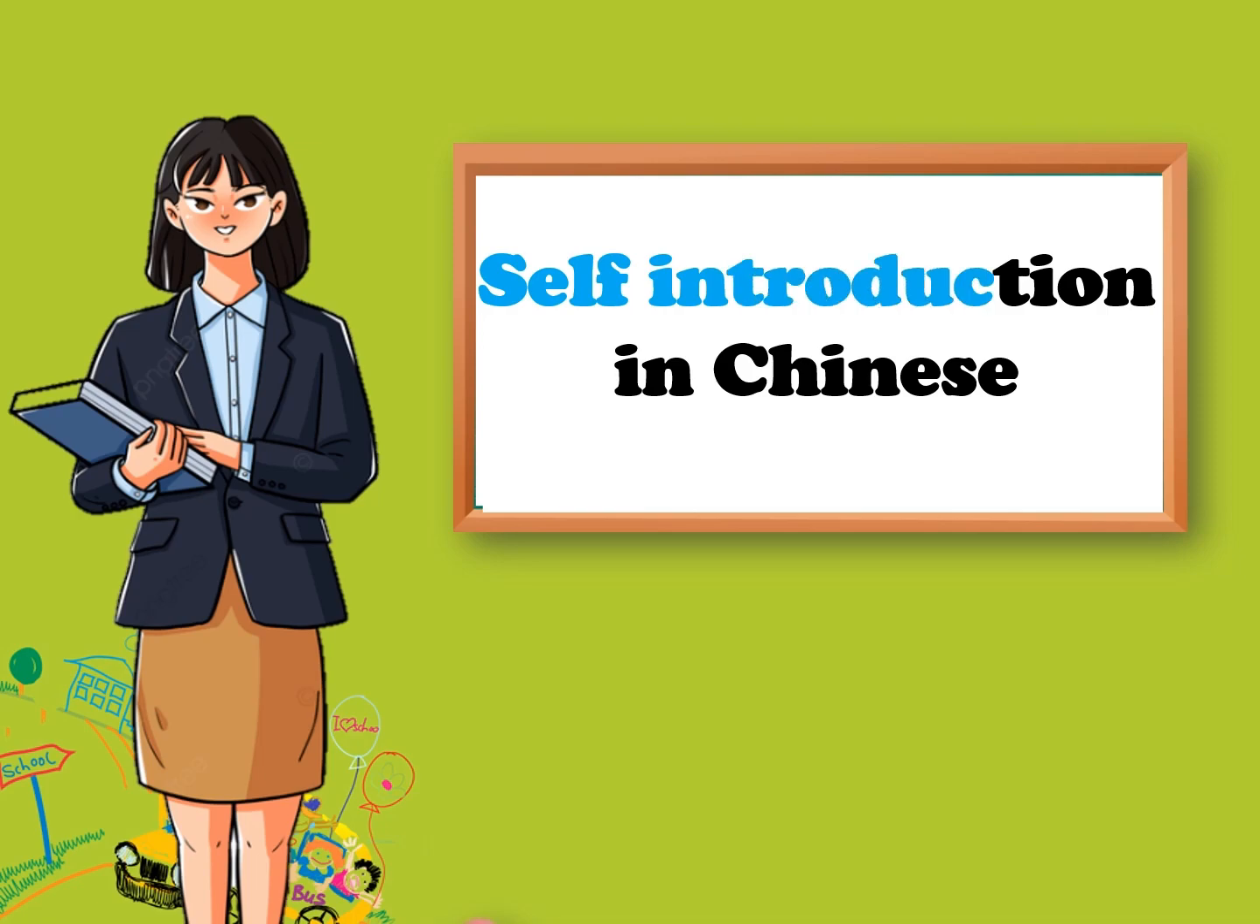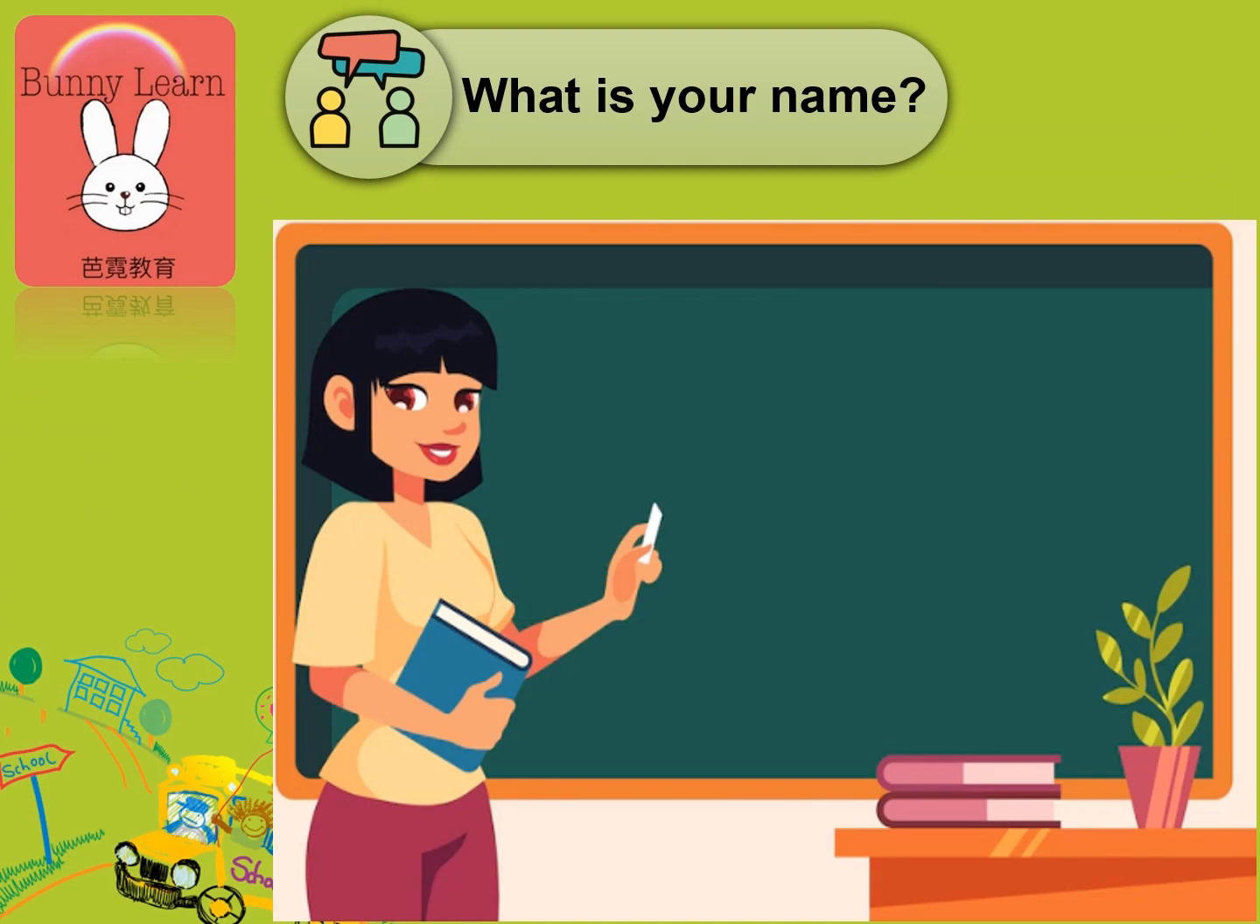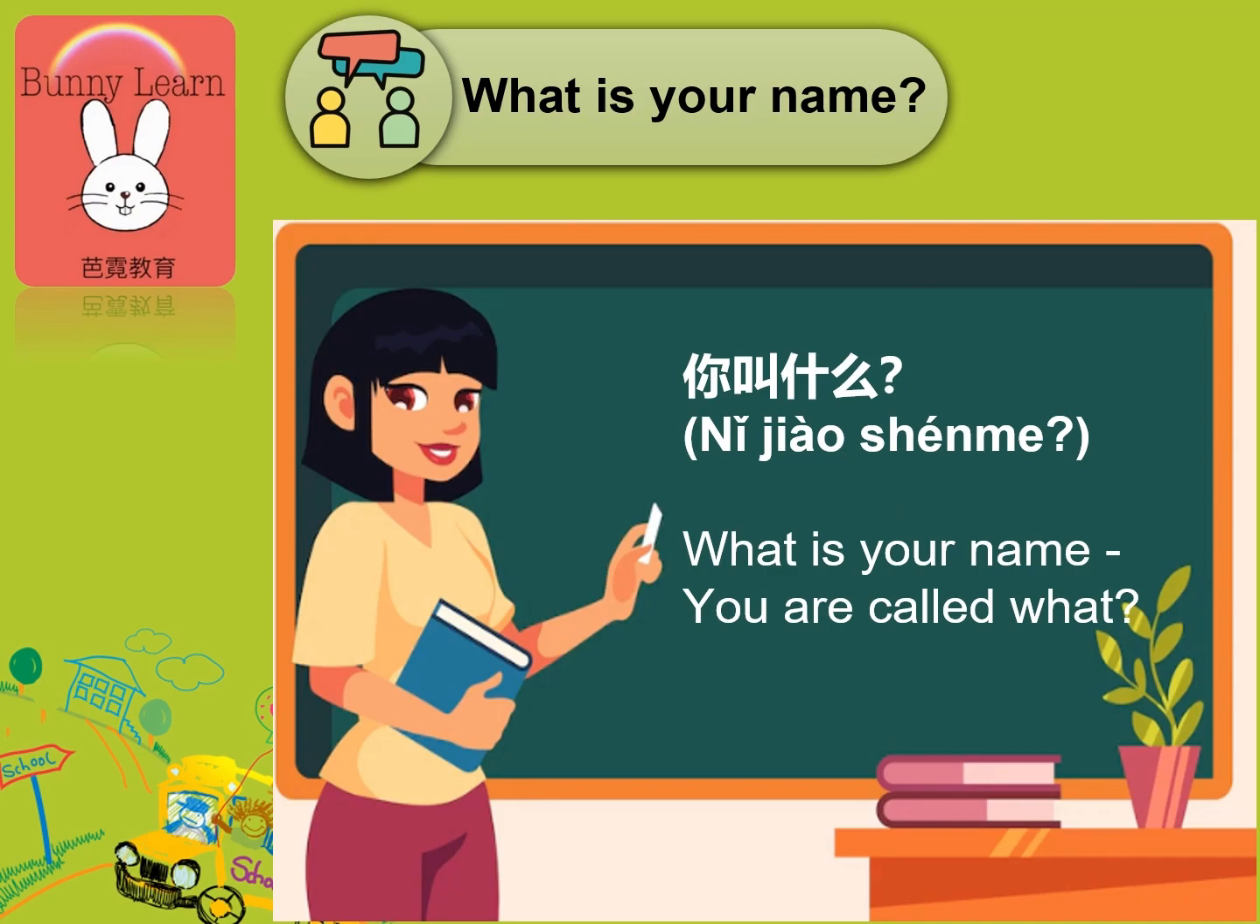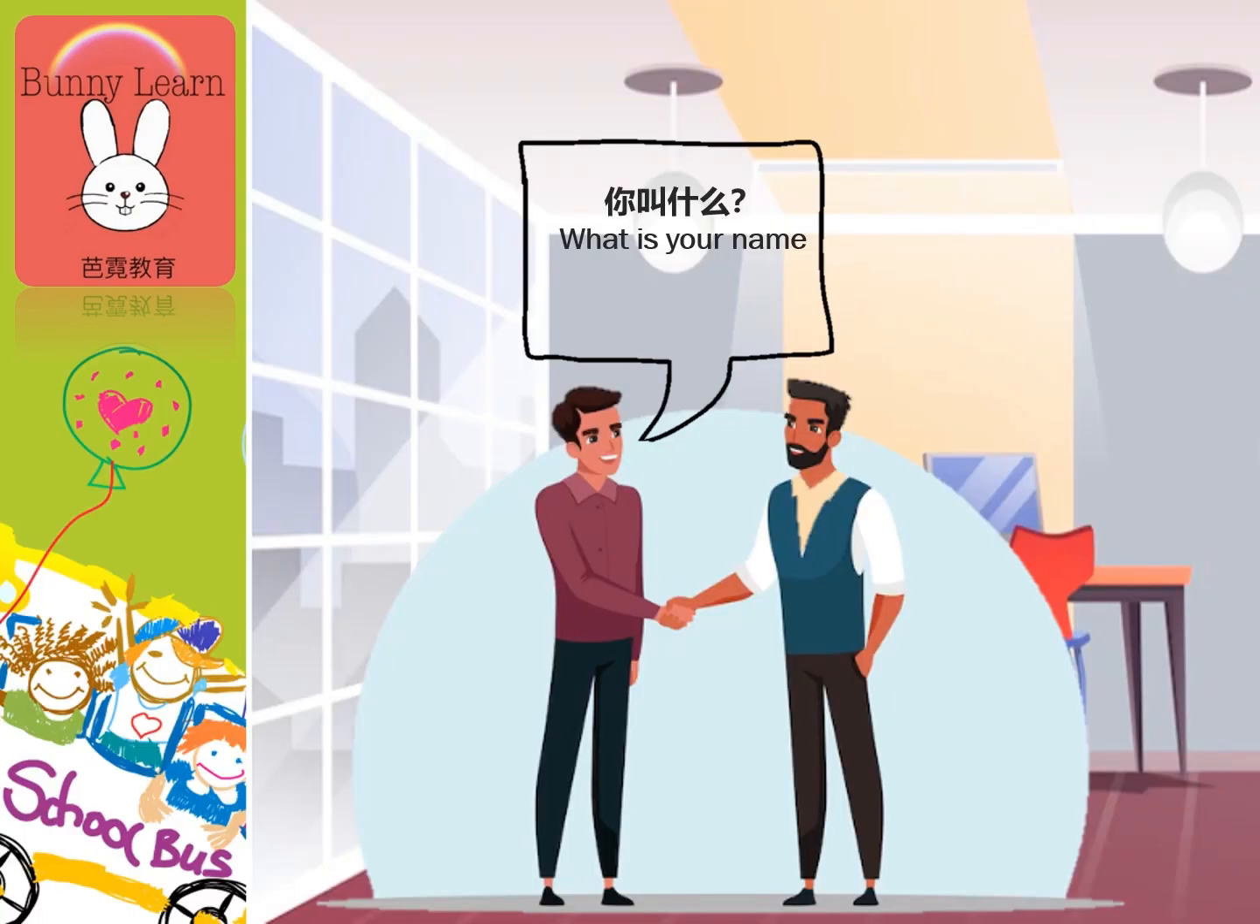So, let's get started with the self-introduction. What's your name is the first question you can expect to hear when meeting someone for the first time. There are several ways to ask in Chinese. The most common question you'll get is, 你叫什么? This translates to you are called what and is considered rather informal. Let's practice. 你叫什么? What is your name?